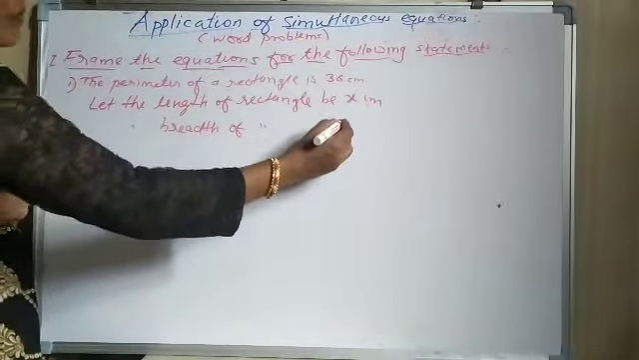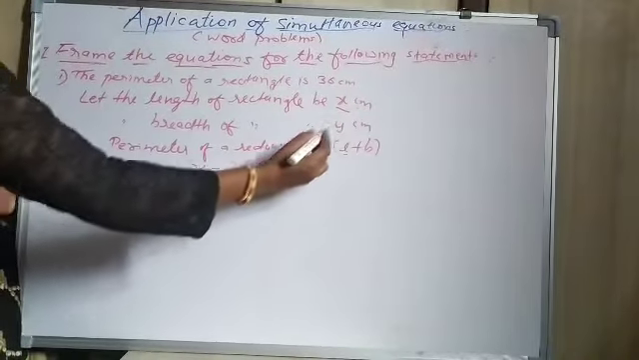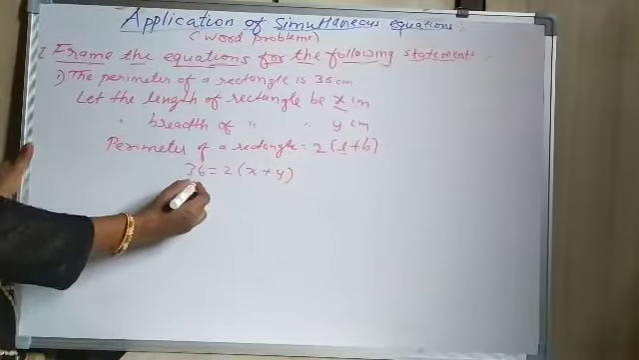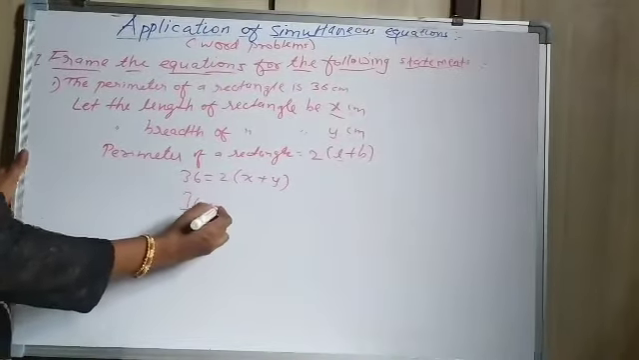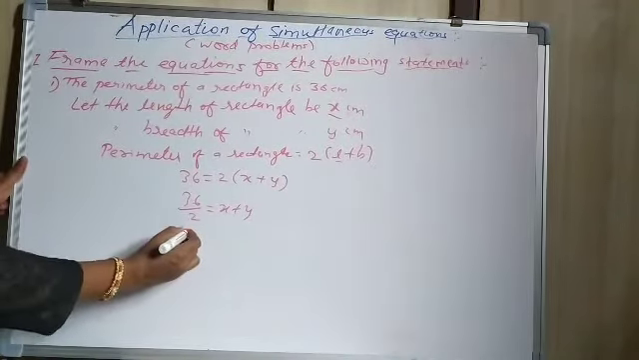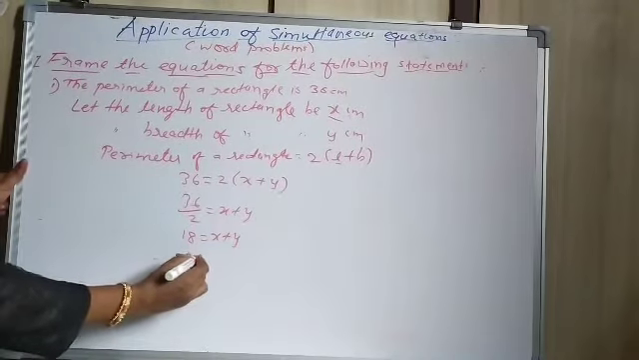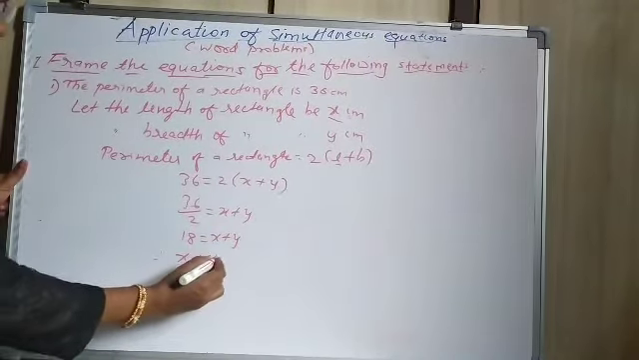So perimeter is already given, that is 36, so 36 equals 2 in bracket, in place of L, length, which you have taken as variable x, and breadth means y. So take this 2 to this side, 36 upon 2 is equal to x plus y. 36 divided by 2 is 18, so 18 is equal to x plus y. Therefore the equation you got here is x plus y is equal to 18. So this is the answer. You have to frame the equation this way for the statement: the perimeter of a rectangle is 36 centimeter.